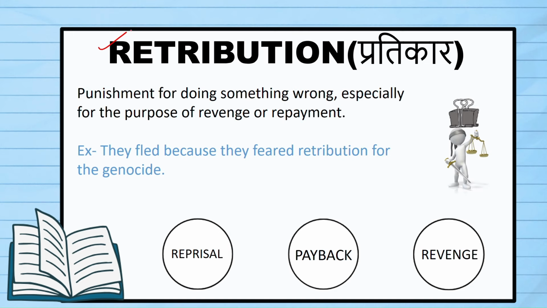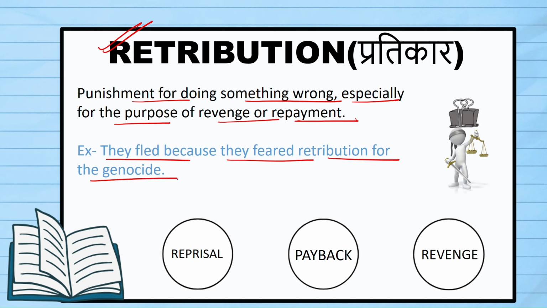Next, we have the word retribution. Retribution means punishment for doing something wrong, especially for the purpose of revenge or repayment. So when you have done something wrong and then you're punished. Here the punishment refers to taking revenge or repayment from somebody in that way. The example says: They fled because they feared retribution for the genocide. So they fled away because they feared that they might be punished for the genocide. The synonyms are reprisal, payback, and revenge. Here the first one is important, so I'll star mark that.